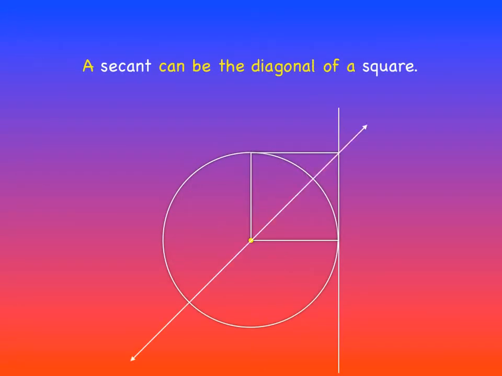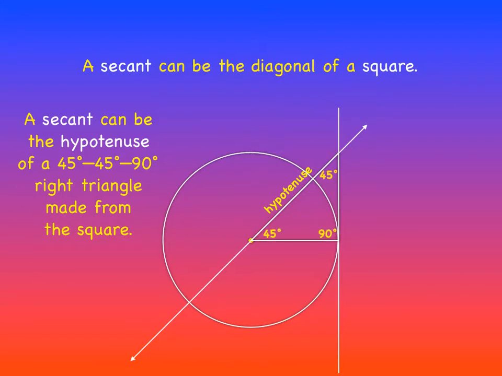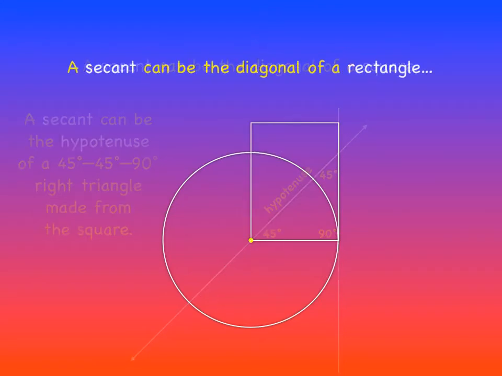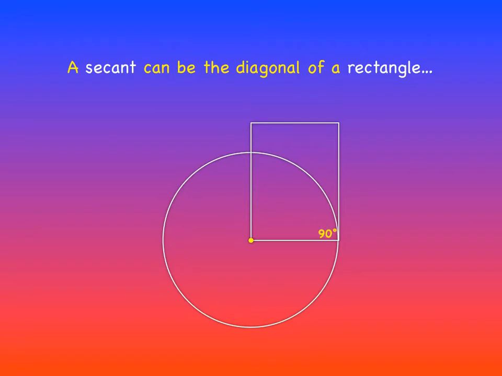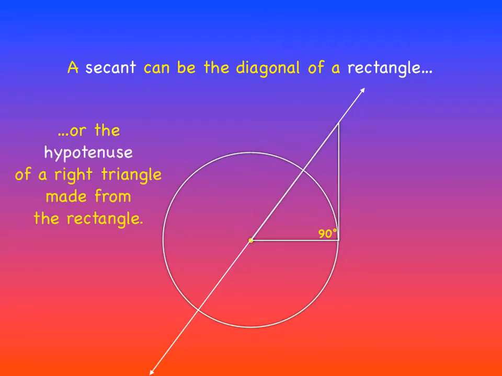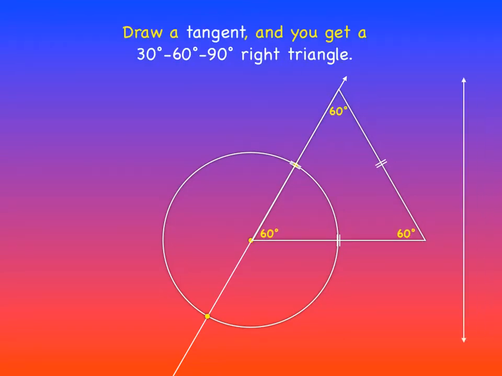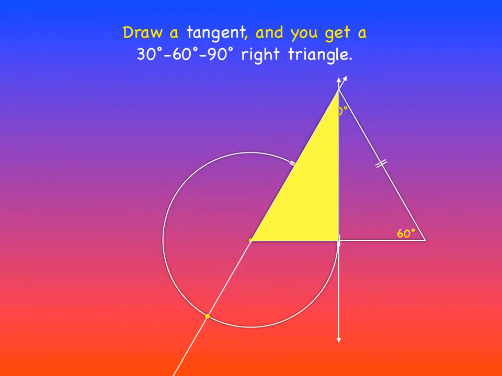A secant can be the diagonal of a square, or a secant can be the hypotenuse of a 45, 45, 90 right triangle made from the square. A secant can also be the diagonal of a rectangle, or the hypotenuse of a right triangle made from the rectangle. A secant can also form one side of an equilateral triangle. Then, if you draw a tangent, you get a 30, 60, 90 degree right triangle.